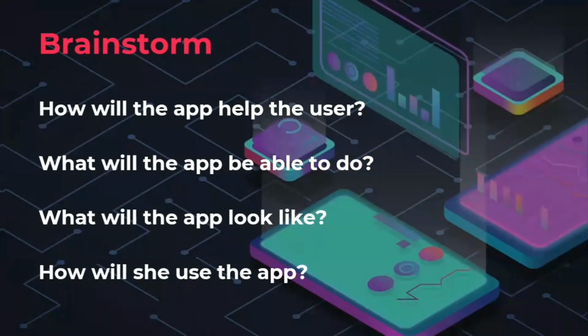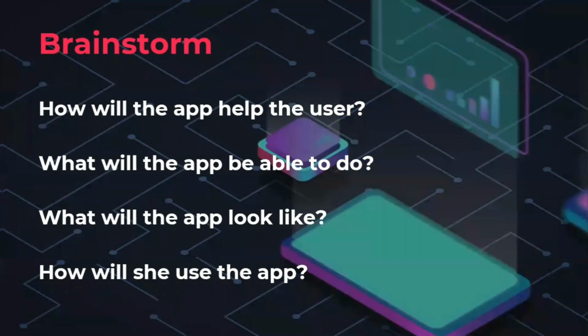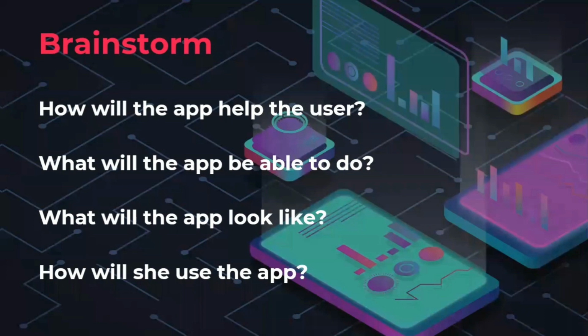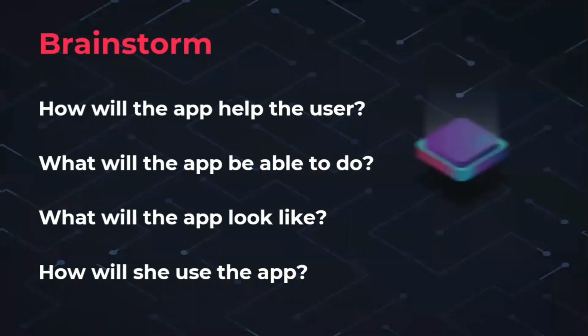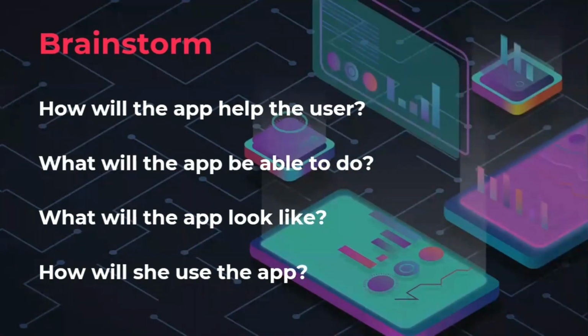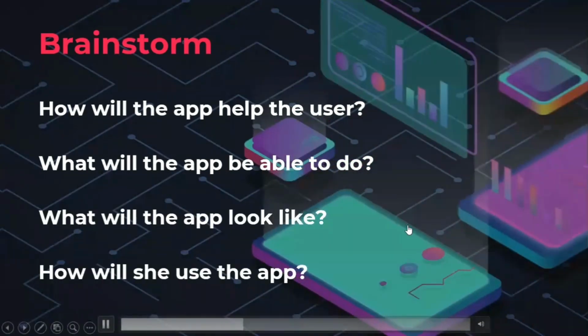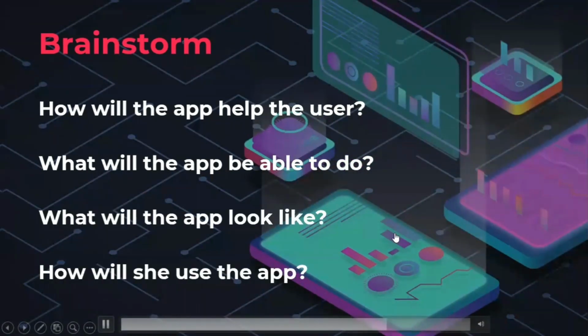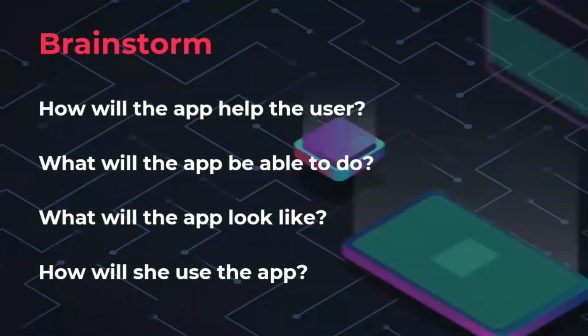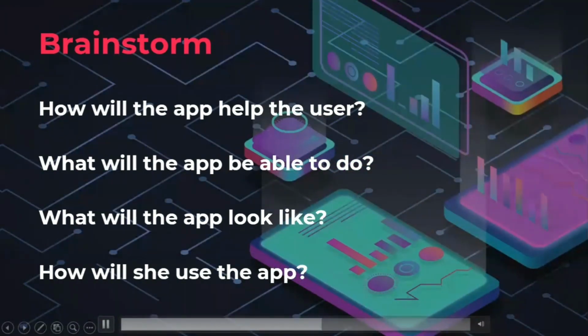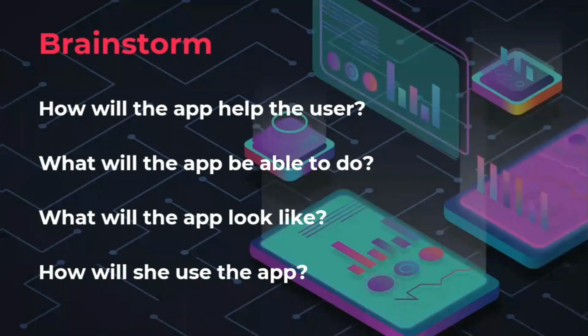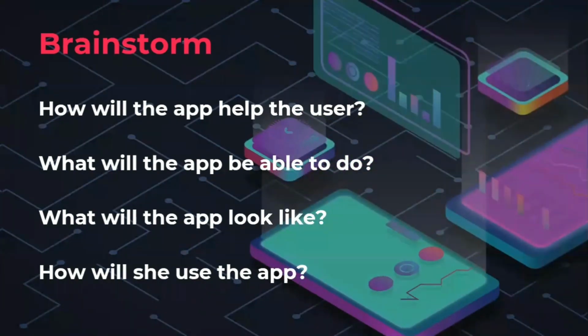Some questions that you can ask yourself in this brainstorming process include, how will the app help the user? What will the app be able to do? What will the app look like? And how will she use the app? These ideas are what will make your design unique moving forward. Pause the video now for a few minutes and write these ideas down.